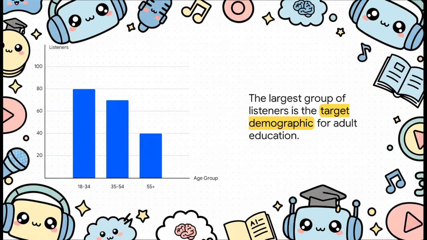The most active listeners are between 18 and 54 years old. That is the absolute core demographic for adult education. So yeah, this isn't some niche hobby. It's a major way your audience is already learning. The why is crystal clear. Your students are already there.